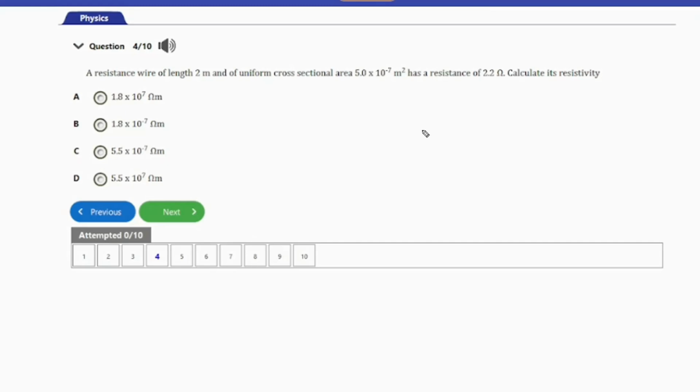It says a resistance wire of length 2 meters and of uniform cross-sectional area 5.0 times 10 to the power of negative 7 meters squared has a resistance of 2.2 ohms. Calculate its resistivity. So guys, again, we are still going to employ our normal formula. Resistance is equal to rho L over A, that's resistivity times length over area. So here we are calculating for resistivity, so make resistivity the subject of this equation, which is resistance times area over the length.